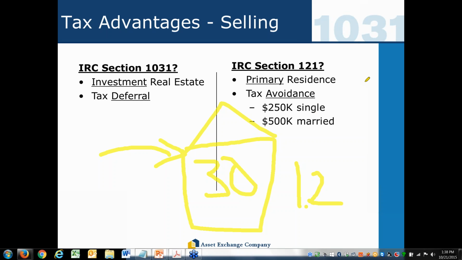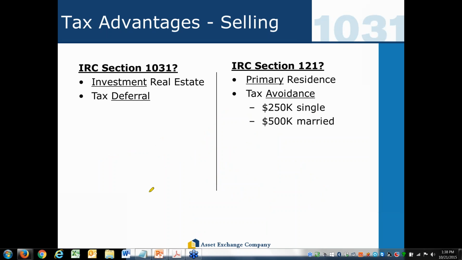And guess what happens when you die? Ladies and gentlemen, when you die, the basis in your property steps up to fair market value. So your heirs are going to benefit from a step up in basis.